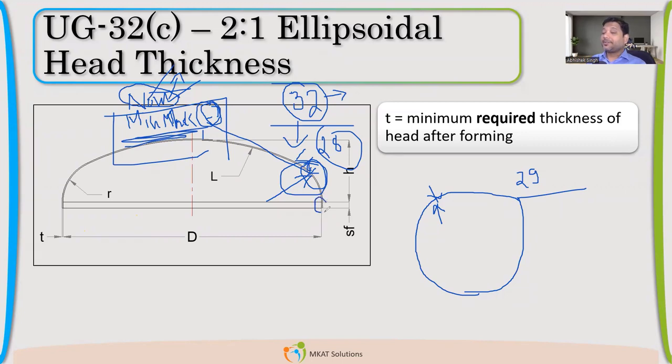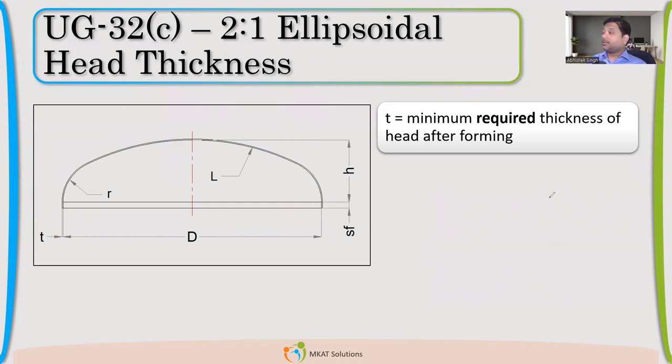And your straight face may end up a little higher, because whatever thinning is happening, that material is getting pushed towards the straight face. So you may get slightly higher thickness. Even in the skirt area, there won't be any uniform thickness. We cannot do that. Okay, Satya? So the minimum thickness is what we want to control, and that is the required thing.